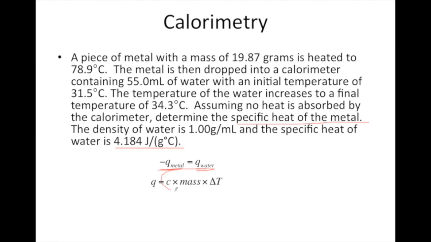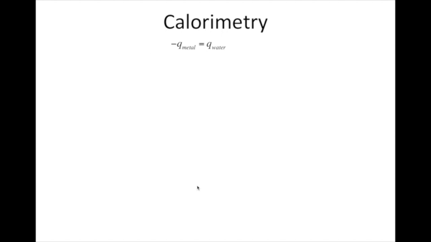So we want to express our Q values in terms of specific heat. That gives us an equation something like this. For the metal, I've got the specific heat of metal, mass of metal times change in temp of metal. Don't forget your negative sign. And for the water, I've got specific heat of water times mass of water times change in temp of water.